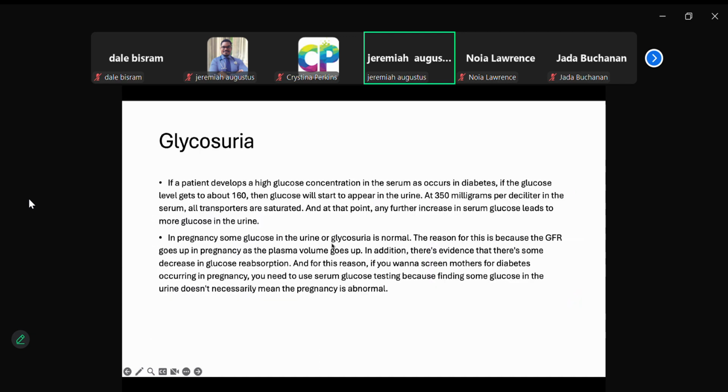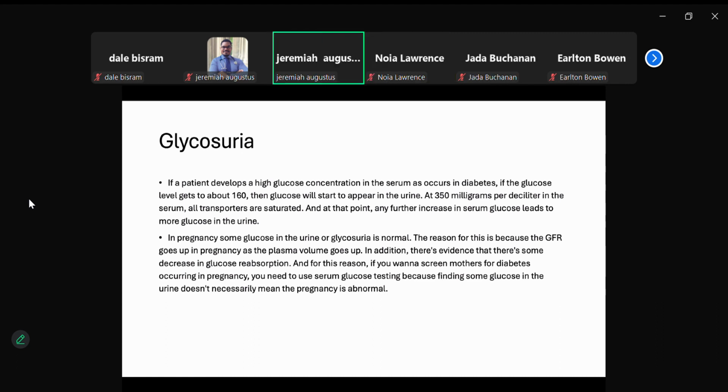Now, glycosuria. If a patient develops a high glucose concentration in the serum, as occurs in diabetes, and it gets above 160, it's going to oversaturate. Remember, all the glucose is filtered in. So if a patient's serum glucose is 160, it's going to filter all of that, and then it's going to overwhelm which channel? Very good. That channel is overwhelmed, and some of the glucose is lost in the urine. That's the start of it. When it reaches 350, you have typical diabetes, and that's why it's called diabetes mellitus, not insipidus, because your urine is going to taste so sweet.